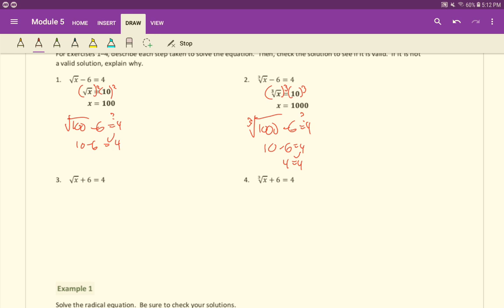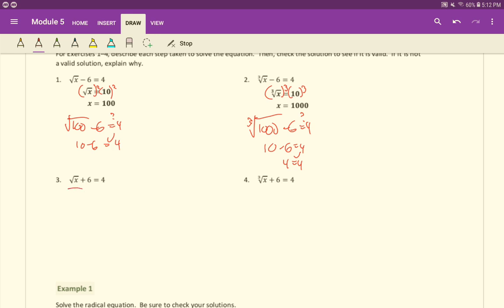Let's try number 3. Actually, you know what? You guys go ahead. Try number 3 and number 4. See what you can come up with there. Okay, hopefully you paused the video. If not, please do pause the video and try it on your own. It's super important for you to be able to practice on your own. So again, pause the video, and then we'll go over it.